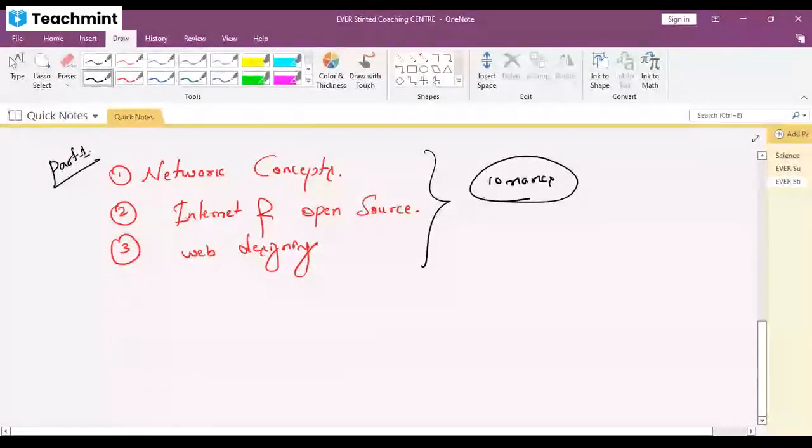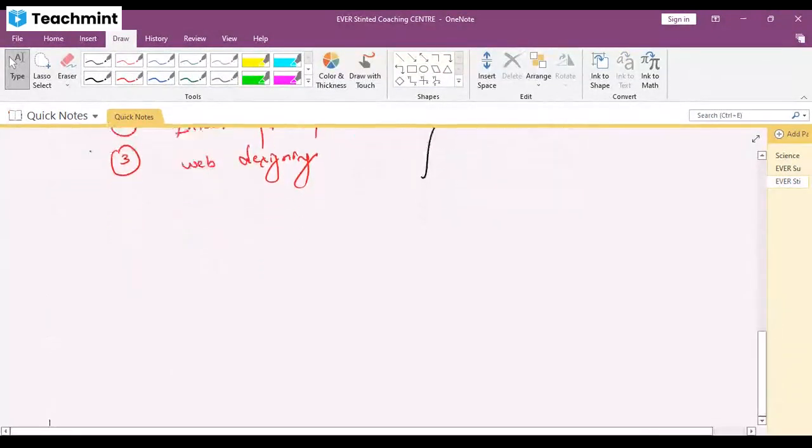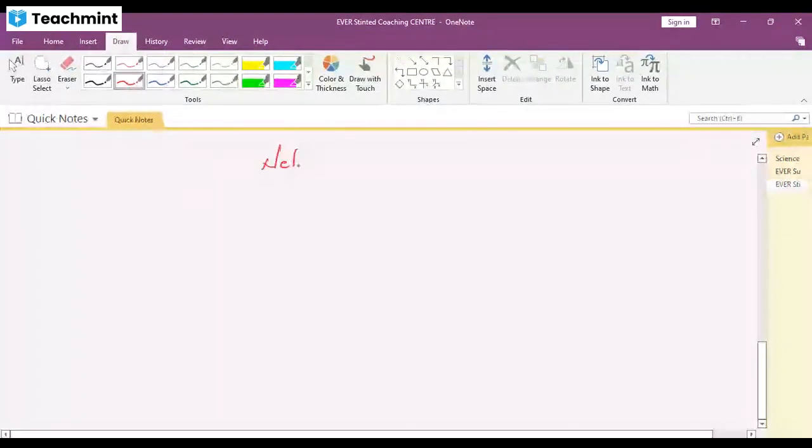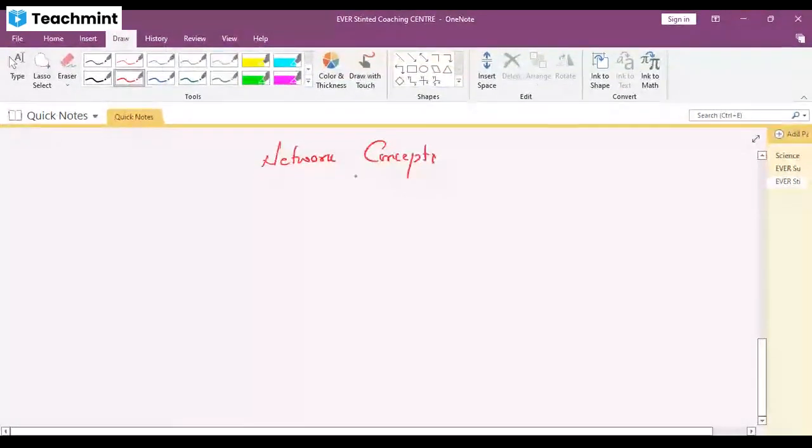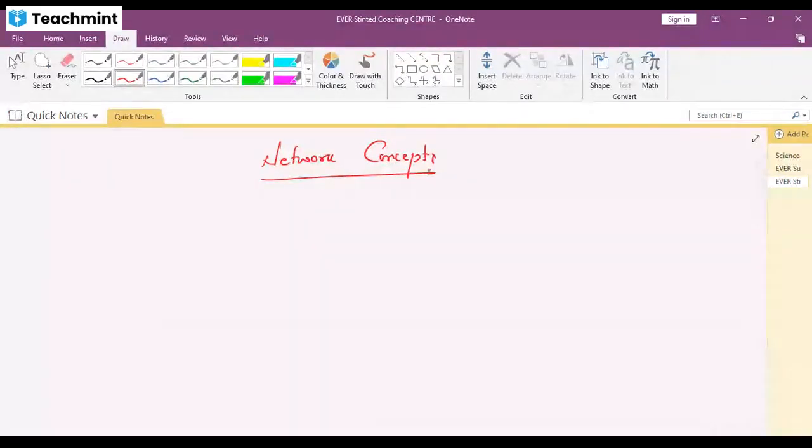Now let me start this chapter, network concepts. Please keep your book and pen ready. Network concepts. Hey children, here can you tell me what you mean by network? What is network?